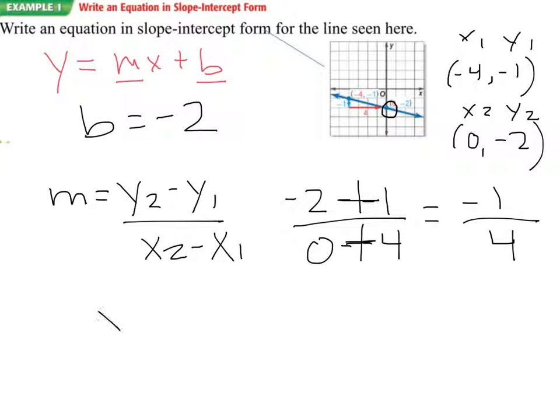And then all we have to do for our final answer is plug in the values that we got. So we would have -1/4. Don't forget your x. And then we can either write plus -2, or we can just write -2.